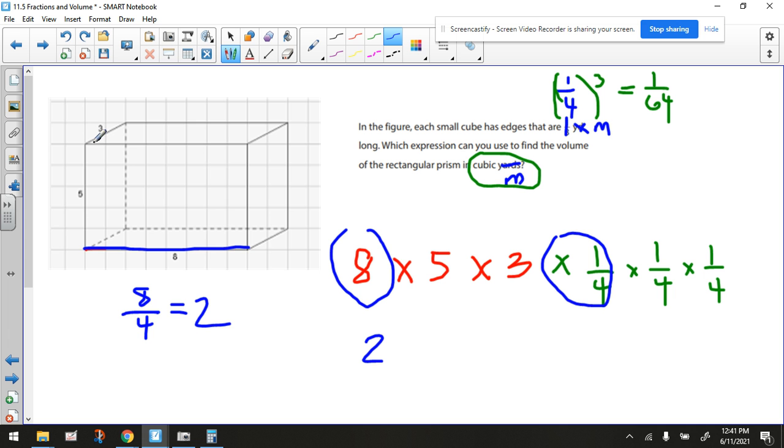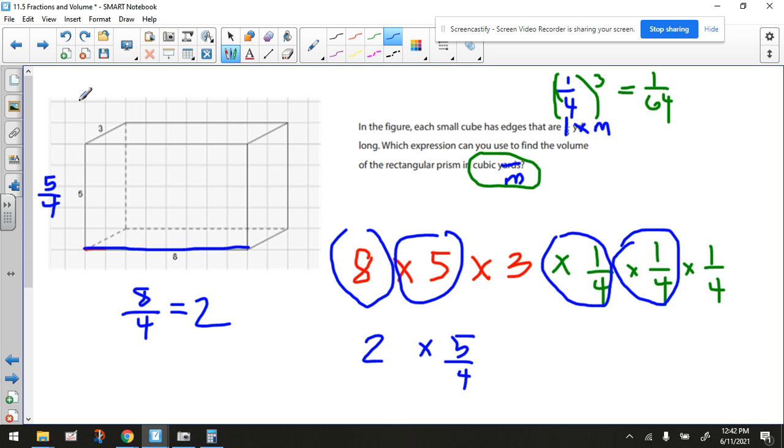Now going up, if we take that number 5 and say we're breaking this up into fourths, we can count 1/4, 2/4, 3/4, 4/4, 5/4. That's the same thing as doing this times this. And finally, this way you really can't count it because it's at the diagonal, but this would be 3 times 1/4, which would be 3/4. So we just did this and multiplied it by that, and we end up with this.